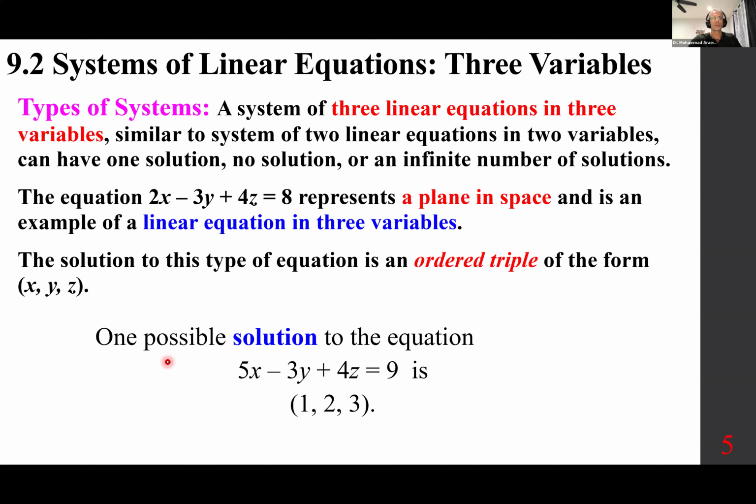One possible solution to this equation, 5x minus 3y plus 4z equals 9, is (1, 2, 3). If you plug in 1 instead of x, 2 instead of y, 3 instead of z, that gives you an equation that holds true. So that's one possible solution, everybody.